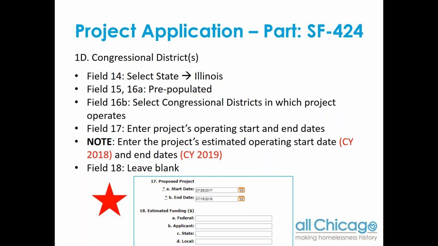We also wanted to draw your attention in part 1 to make sure that you're selecting the state of Illinois, and also make sure that when you're entering congressional districts, that you're entering them for which you believe this project will be operating in. And then for field 17, you want to make sure that the project's operating start and end dates are reflected as calendar year 2018 through calendar year 2019.